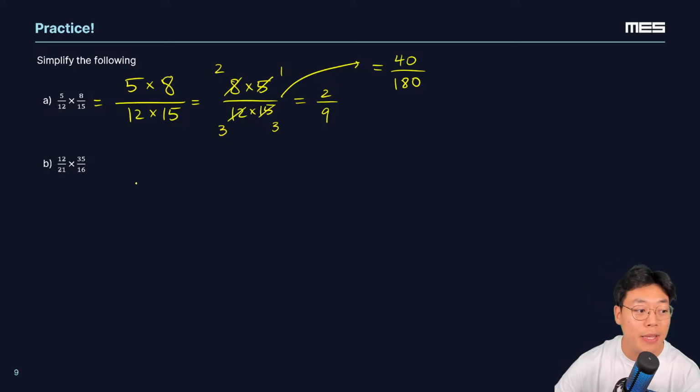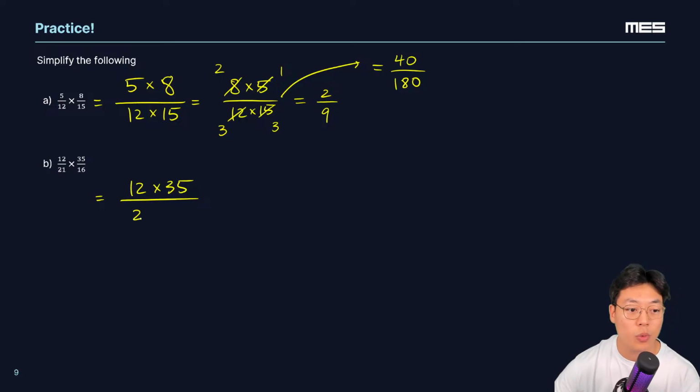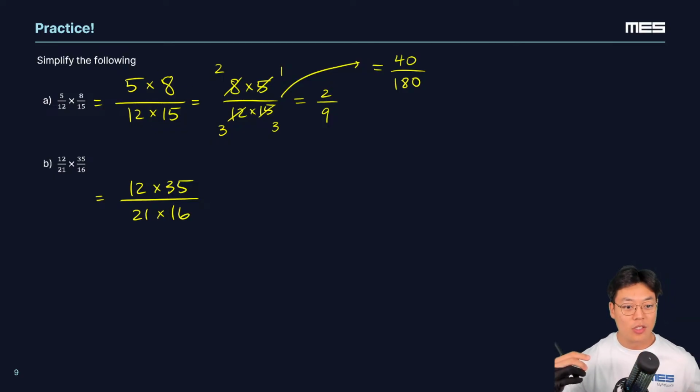And we're going to do this same thing with letter B. We have 12 times 35 all over 21 times 16. This one is a little different than our previous example, and I'm going to start to skip some steps here, right? We're getting comfortable with this. We notice 35 and 16 don't have any common factors, but 12 and 21 sure do.